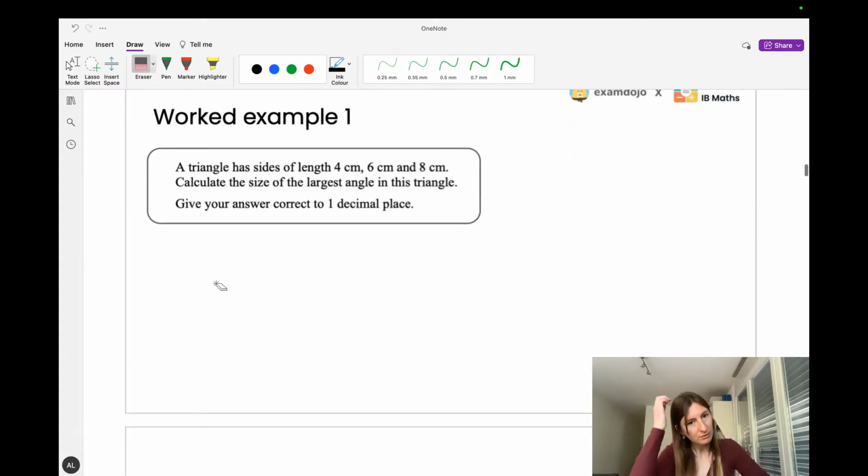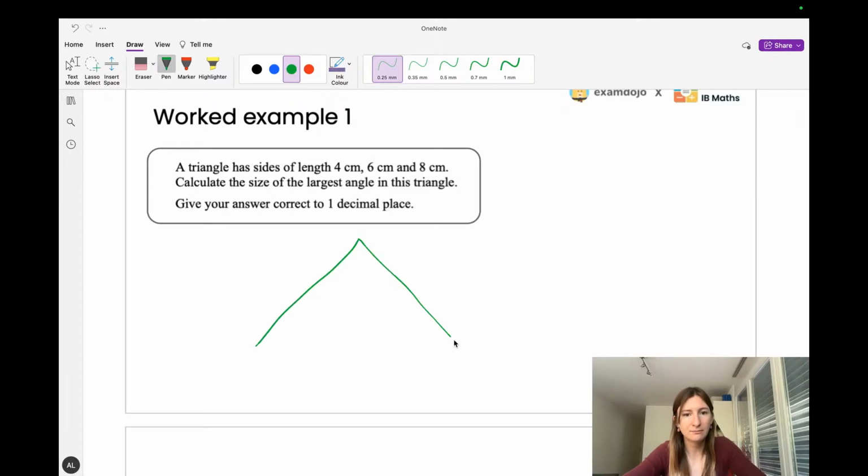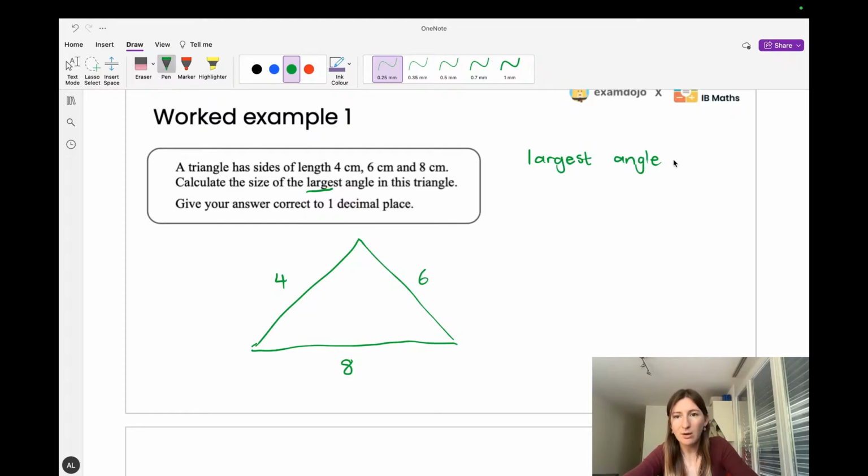Okay, this is a typical kind of question that they love to ask with the cosine rule: calculate the size of the largest angle. So they've given us a triangle and they've said we have 4, 6, and 8. See, they've not given us any angles. And they want us to calculate the size of the largest angle, or they might say smallest angle. So largest angle is always the one that is opposite the largest side. They're not going to say that, but they're going to assume you know that.